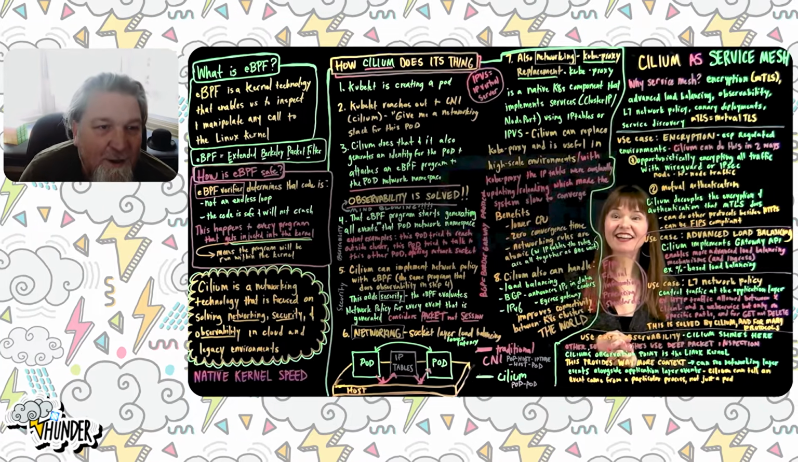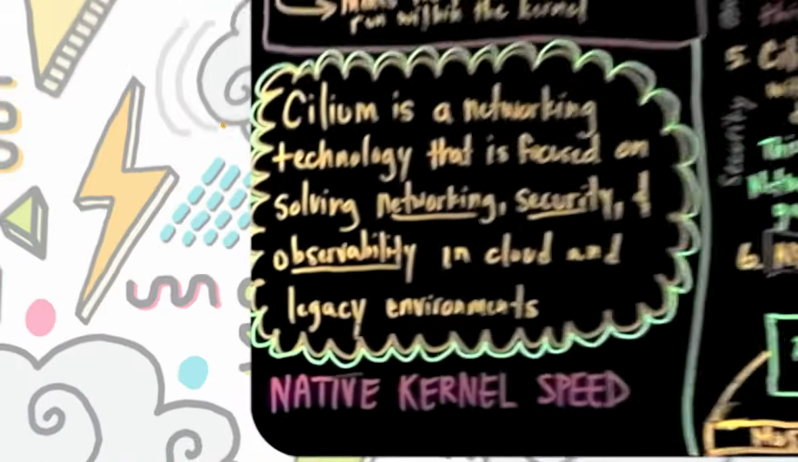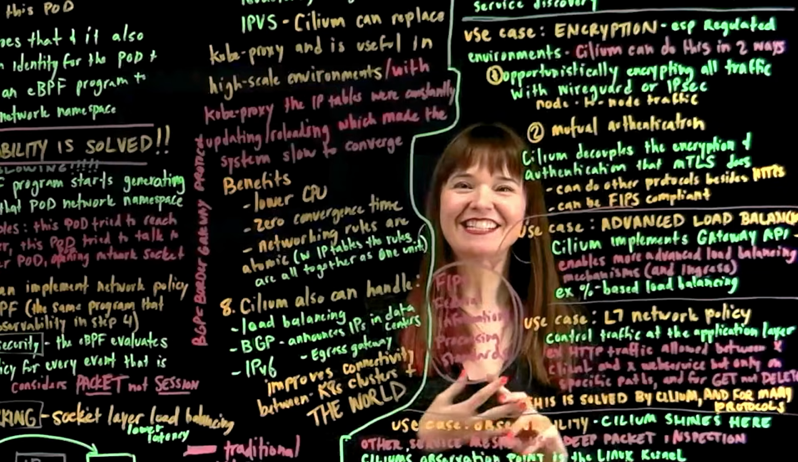And then the next thing we talked about was, what is Cilium? And we talked about Cilium being basically a networking product. Its goals are to solve networking, observability and security in cloud and legacy environments, and not just for Kubernetes environments, but for those legacy environments and how your Kubernetes environments interact with all of those things. We're doing it at native kernel speed. At native kernel speed, so fast.